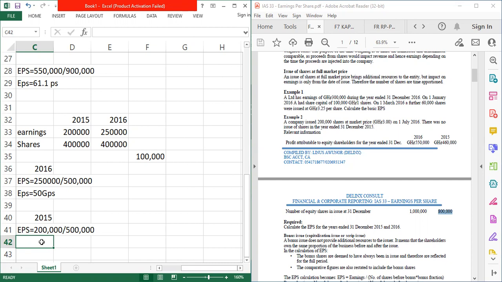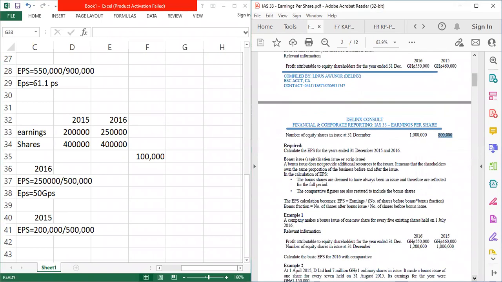All right, let's pick a question. But the bonus issue, they will not give you 100,000 straightforward like this. They will give you a proportion, that the company made a 2 for 5 bonus issue, 2 for 5, 3 for 5. That is what they are going to tell you. Let's look at a question.